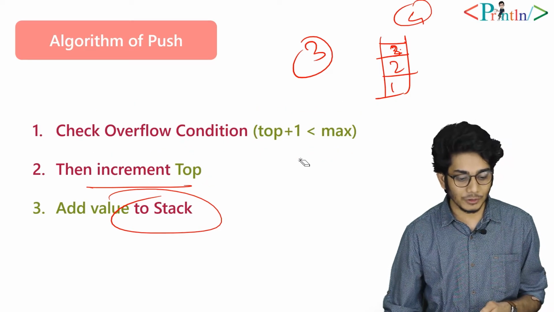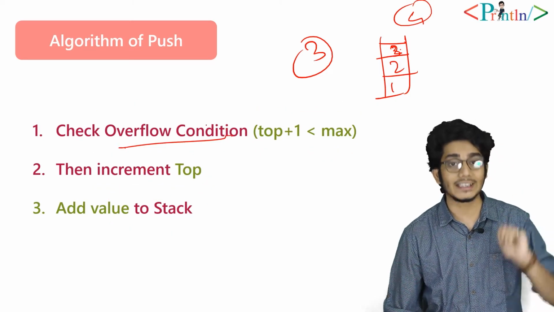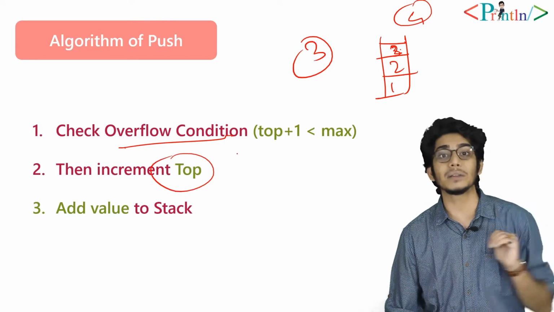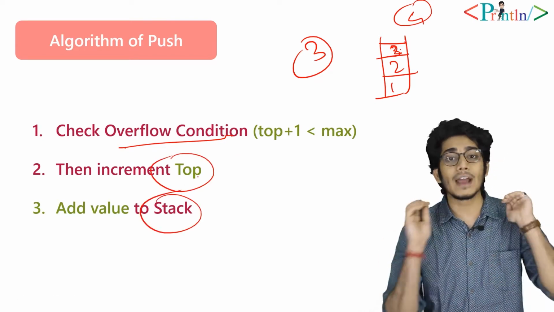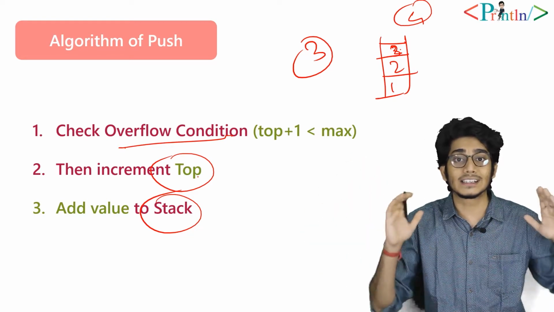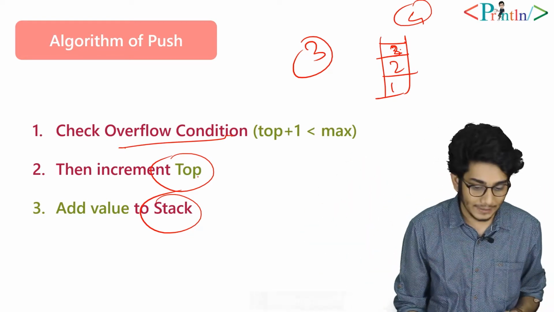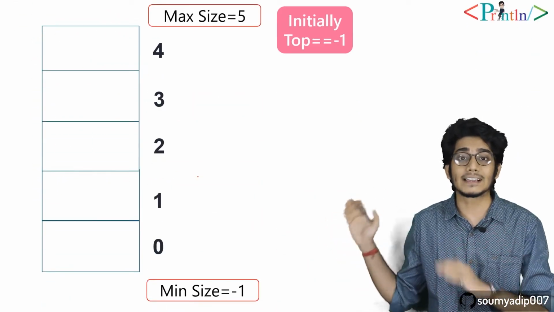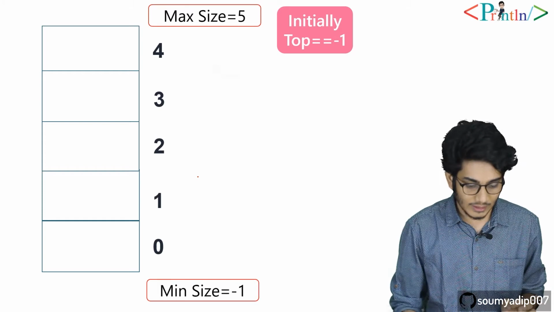So at first we have to check the overflow condition, whether we can insert any value into our stack or not. Then we have to increment our top. Then we have to add that value into our stack. So I think these conditions are clear, what tasks we have to perform in our stack. Now we'll look at the functionalities of stack, how stack works.